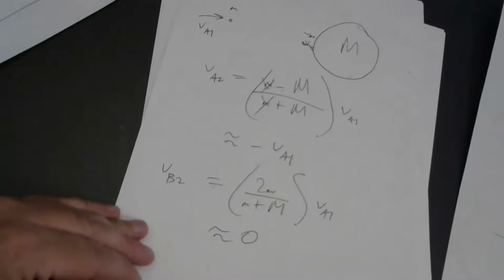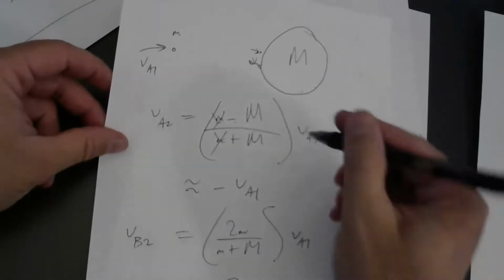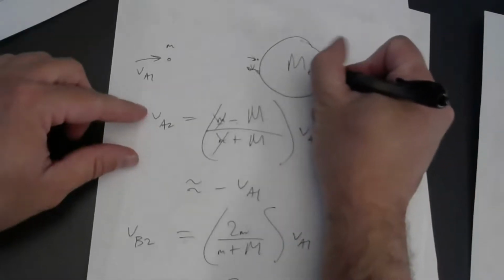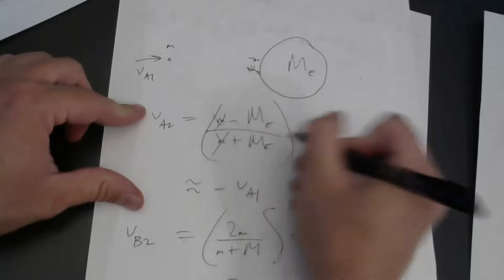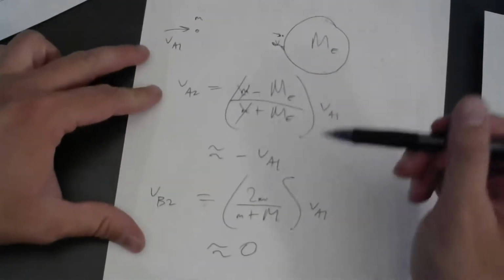So let's see if we can... it's not even really worth writing down, is it? Because we've already done the work. Let's call this mass of the Earth, so I'll put subscript Earth, and then I'll just leave the mass of the ball as little m.